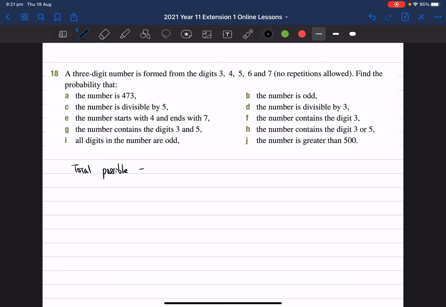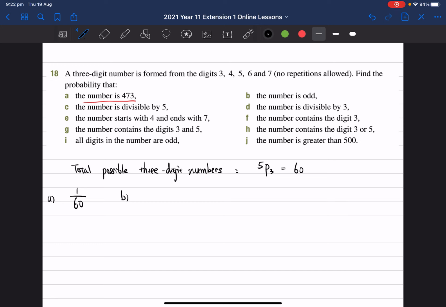So the total possible 3-digit number. What is that? That's 5 numbers, and we are going to select 3 numbers here. So that's 5P3, and the order is important. So 5P3 is 60. So in total 60. Now we just need to look at the restriction and see what's the chance. The first one is really easy. The number 473. There's only one number that's 473. So the first answer is 1 out of 60. A very easy question.